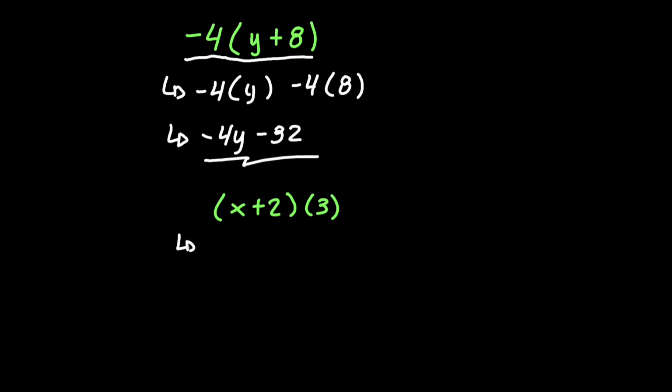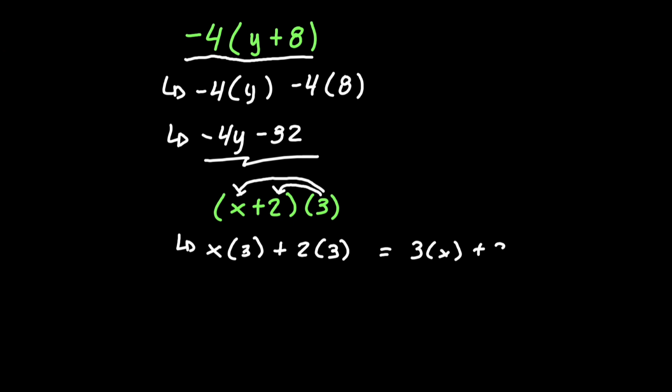Let us move on with this. x plus 2 multiplied by 3. This is basically also 3 multiplied by x and 3 multiplied by 2. So it would be like x multiplied by 3 plus 2 multiplied by 3. The same can also be reversed, so it would be like 3 multiplied by x plus 3 multiplied by 2. The answer is the same.